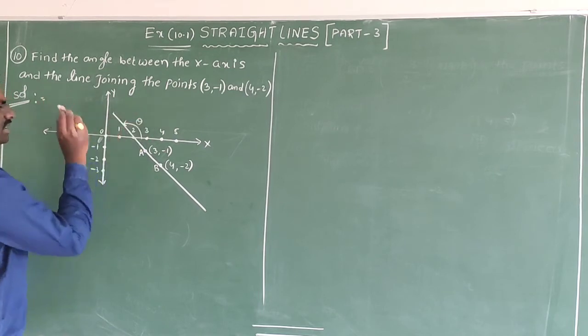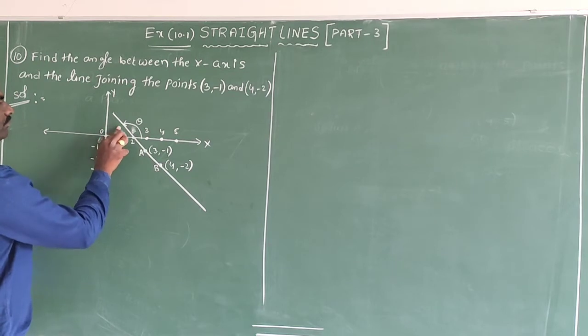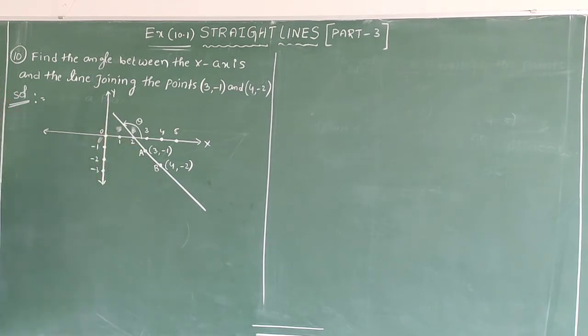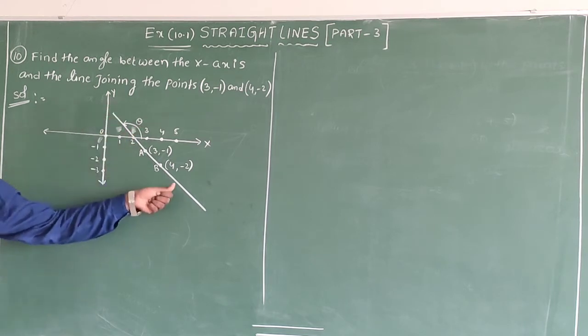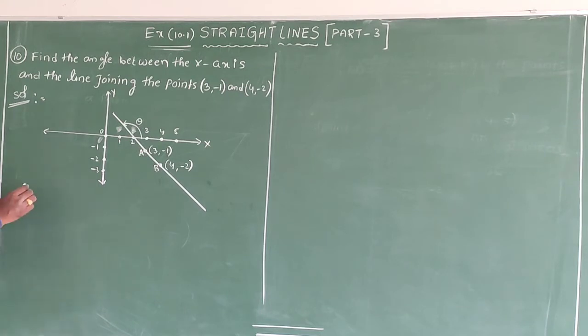We don't know this. I am taking this as theta. Okay. So this AB line makes how much angle with the x axis. So this theta is called inclination. First I am finding slope of AB. From the slope I can derive theta. Okay. First slope of AB.